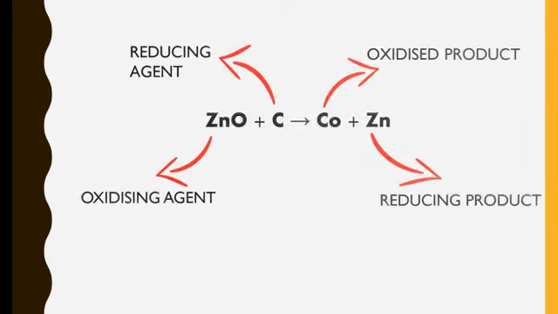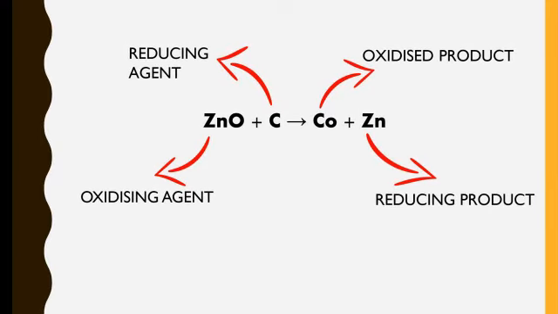Now let's see an example to understand more about reduction and oxidation. Here zinc oxide reacts with carbon and forms carbon monoxide and zinc. Zinc oxide is an oxidizing agent because it gives out oxygen to carbon. And carbon is a reducing agent because it takes in oxygen from zinc oxide. Here the oxidized product is carbon monoxide and the reduced product is zinc. And that's it for the types of chemical reactions.